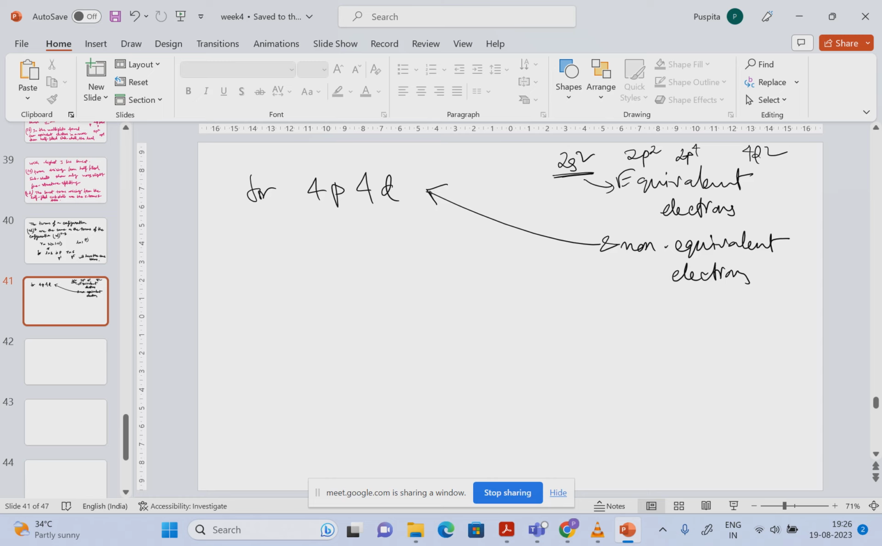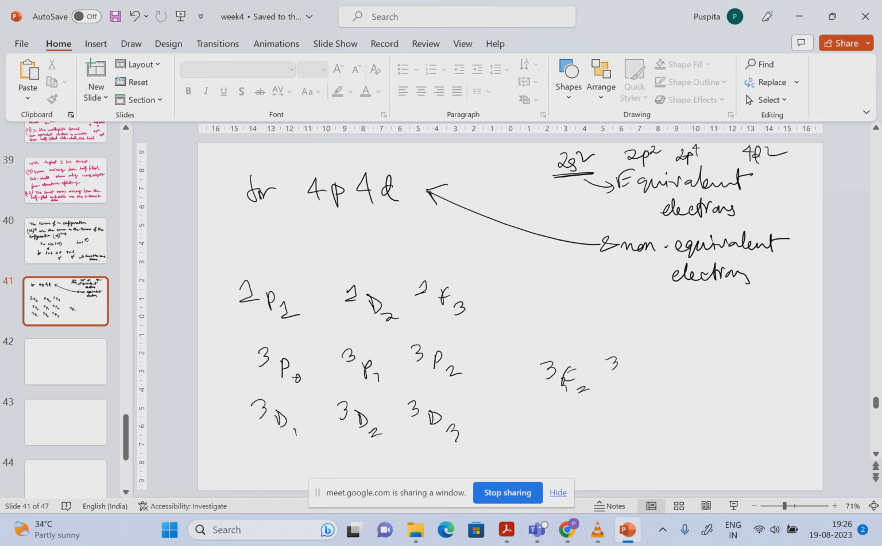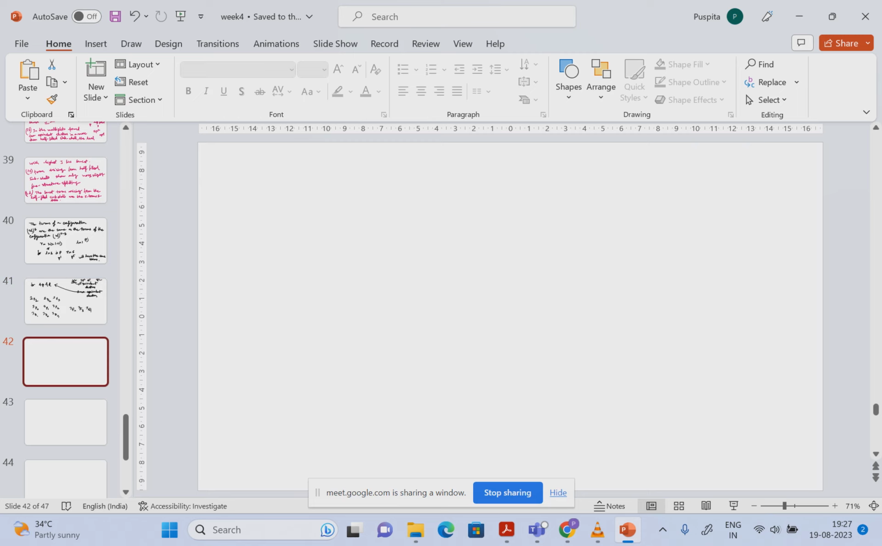We get the terms 1P1, 1D2, 1F3, 3P0, 3P1, 3P2, 3D1, 3D2, 3D3, and 3F2, 3F3, 3F4. So how will these stay?